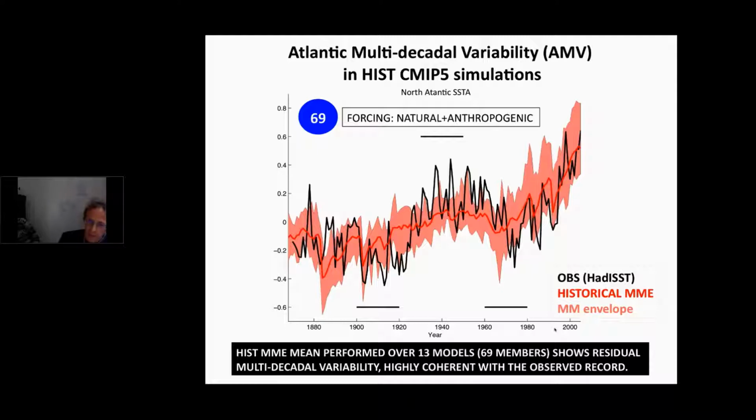So essentially, what you see here is that the solid red line is the multimodel ensemble average, and the shading around it shows the envelope of the multimodel ensemble. And interestingly, you see that the multimodel ensemble envelope encompasses, to a large extent, the ups and downs of the observed sea surface temperature in the North Atlantic.